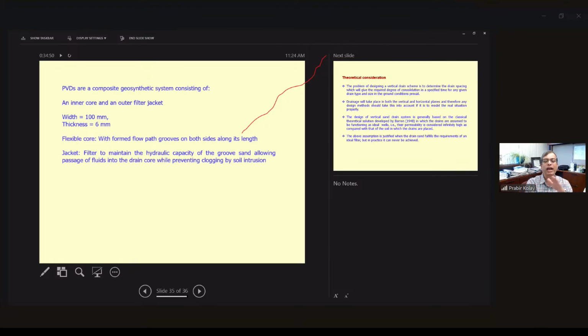Inner core and outer core jacket: the width, most of the time, different companies have different specifications. The width is 100 millimeter, thickness is 6 millimeter. Flexible core with formed flow grooves on both sides along the line. So it depends what type of pattern they used. And then the jacket is only the surface membrane.